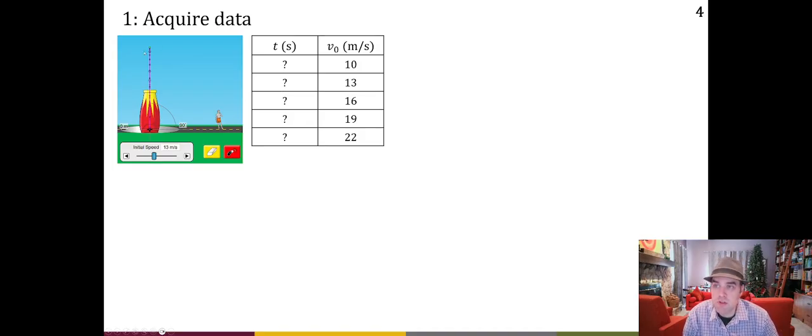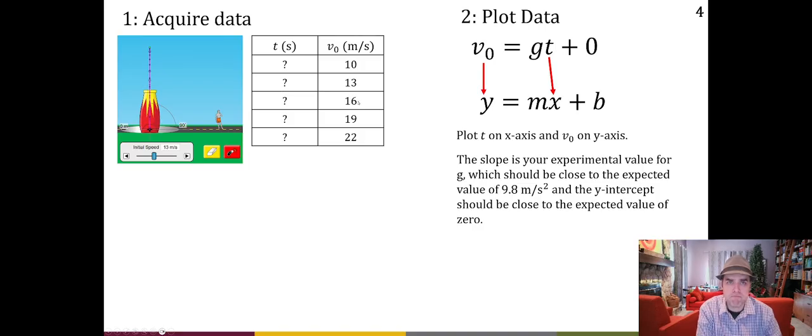We have a computer simulation where you're going to be launching this ball up in the air at different initial speeds, and we're going to be measuring how long it takes to reach the highest point. I'm going to give you a bunch of different initial velocities that you're going to use, and then in the simulation, you're going to time how long it takes to reach the highest point. So that's the acquiring data portion. I'm going to walk you through that here in a minute.